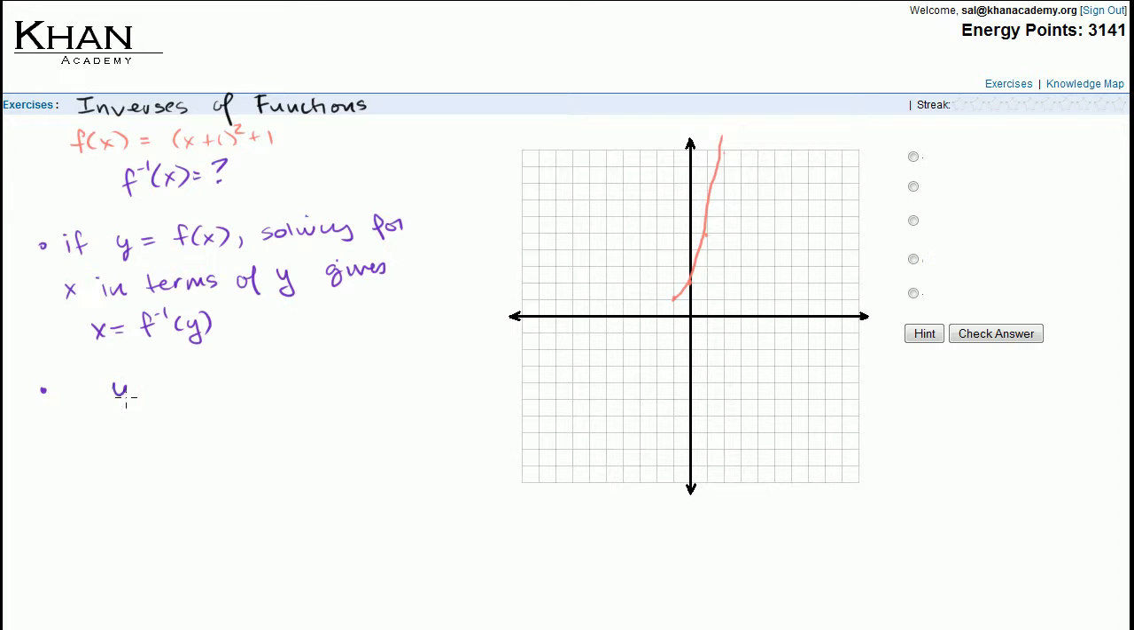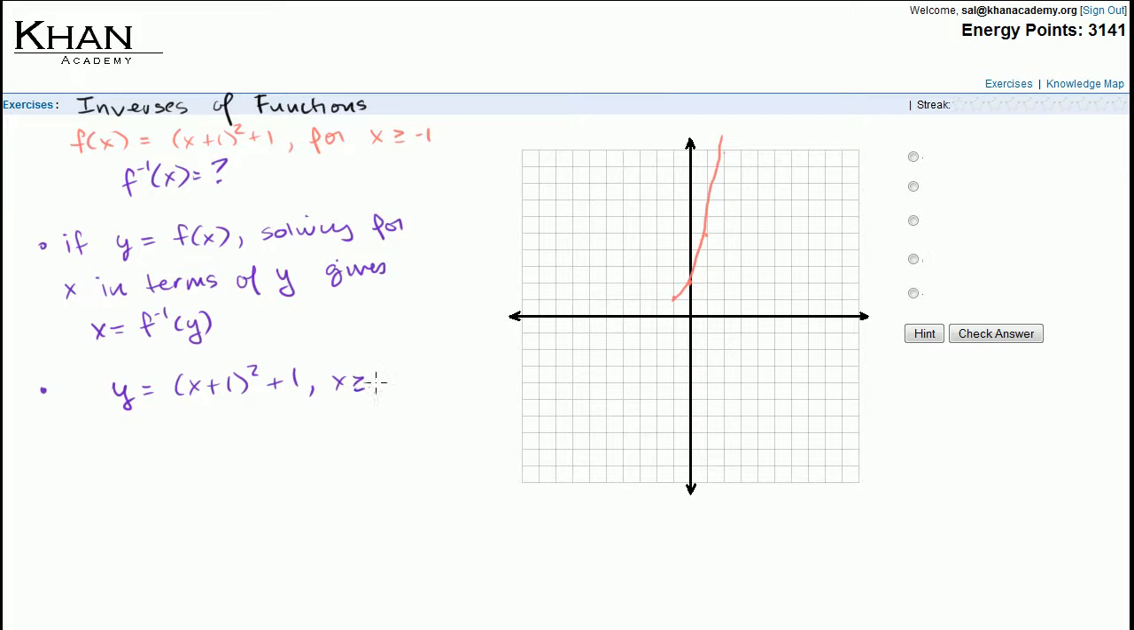So we'll have y is equal to (x plus 1) squared plus 1. And we're going to solve for x in terms of y. So subtract 1 from both sides. Oh, and we also want to restrict the domain here. So in the original function definition, we're going to write for x greater than or equal to negative 1. So we'll also write that here.